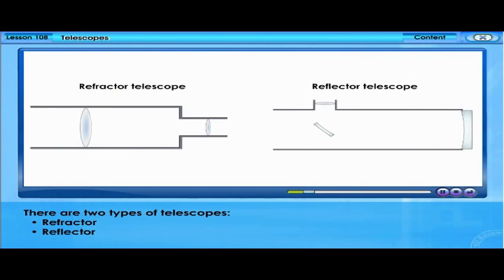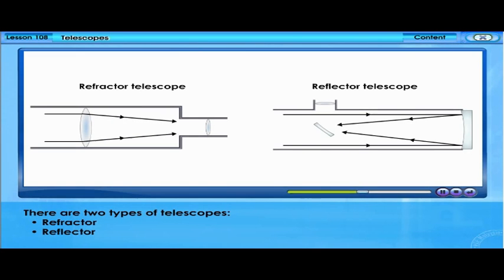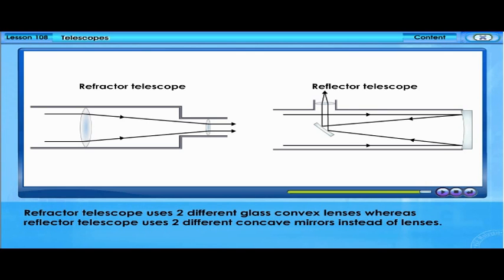To overcome this problem, scientists invented a device to enable people to see faraway objects. This device is known as the telescope. There are two types of telescopes, refractor and reflector. The refractor telescope uses two different glass convex lenses, whereas the reflector telescope uses two different concave mirrors instead of lenses.